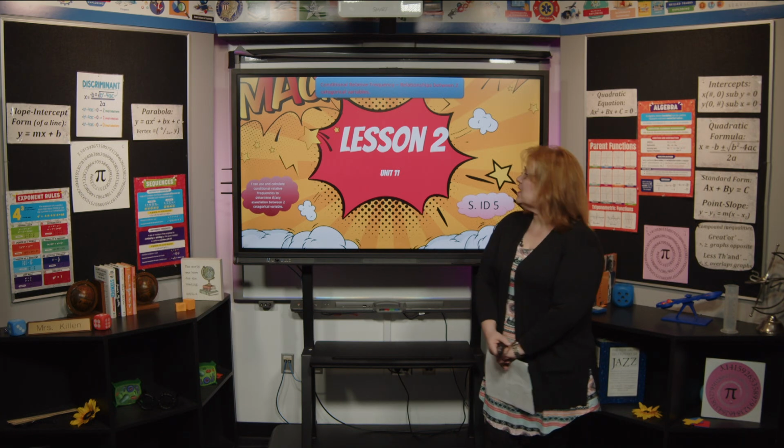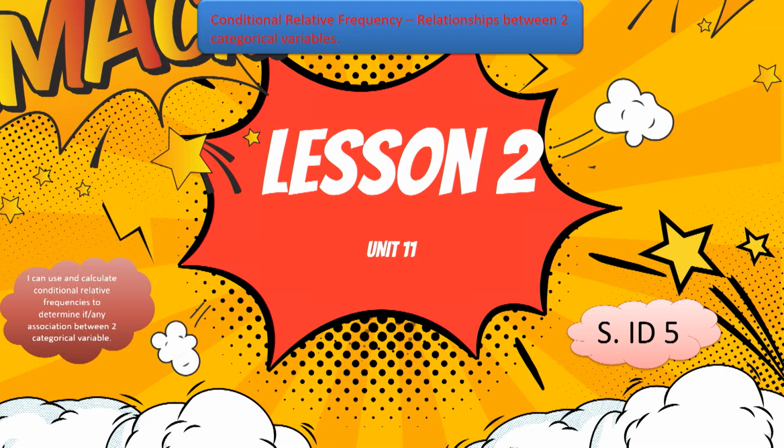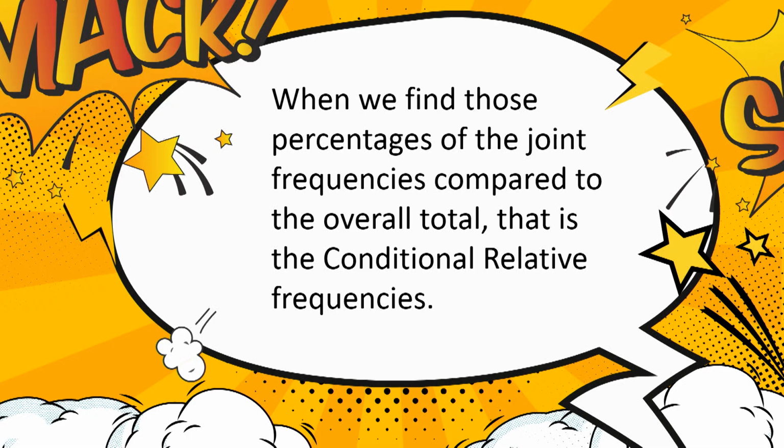Today we're looking at Lesson 2. We're looking at conditional relative frequencies, relationships between two categorical variables. We're looking at the use and calculation of this frequency and to determine if there is any association between the two variables. So let's just jump in and see what we've got.